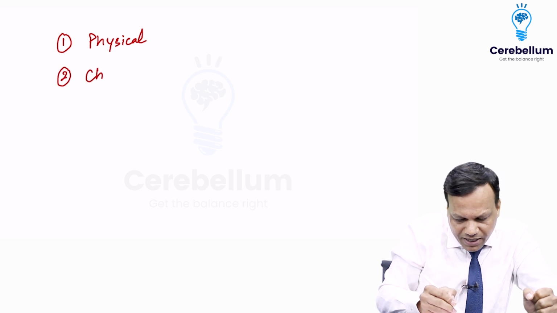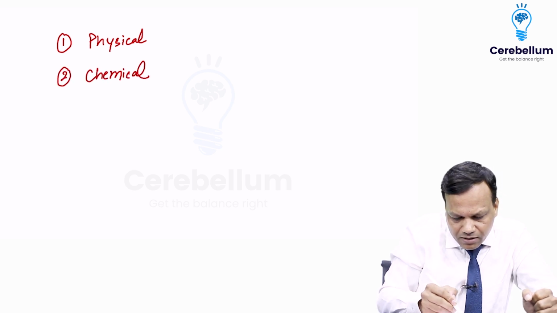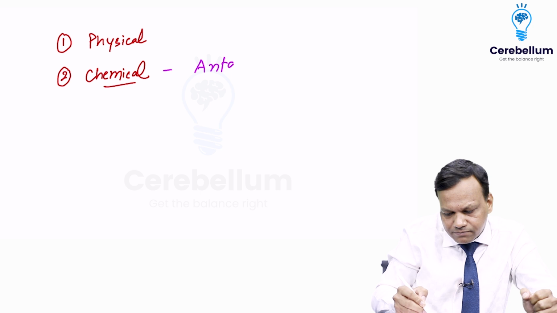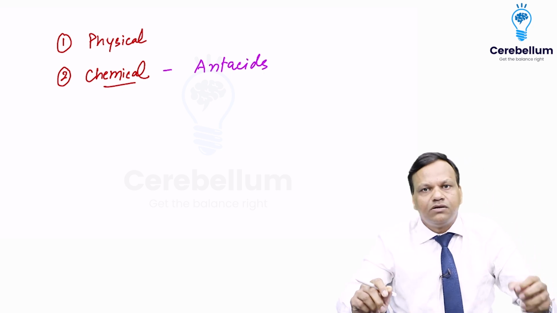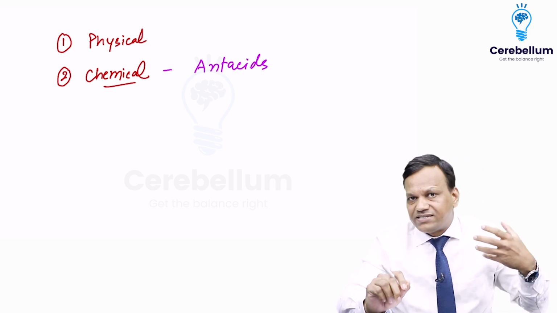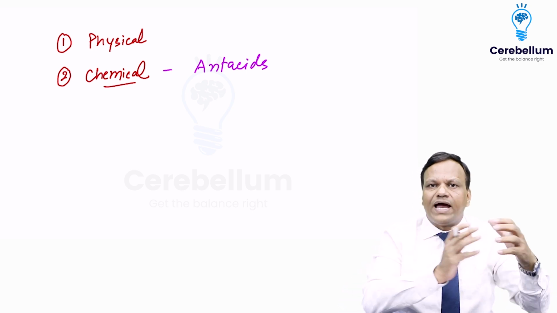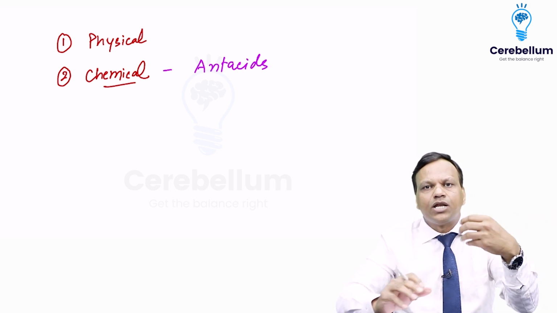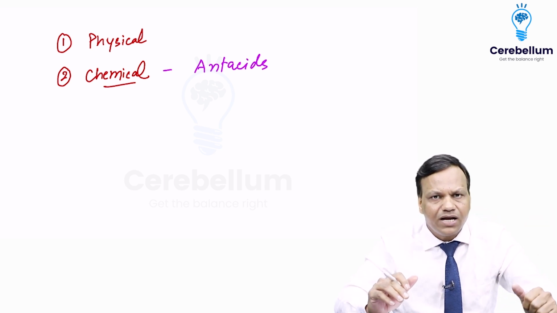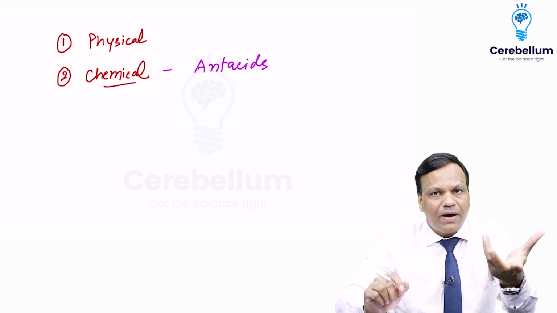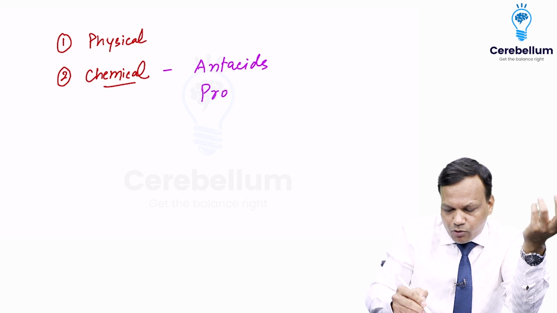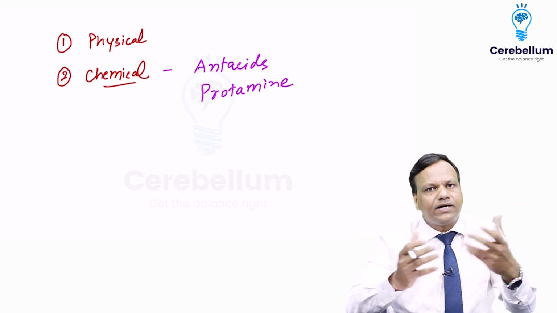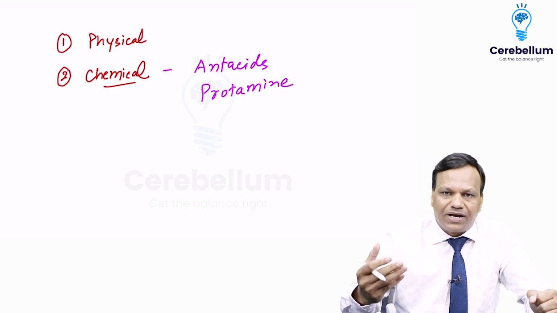Then there may be a chemical mechanism. The most simple example of chemical mechanism is antacids. You are developing acidity because acid is more in the stomach, so you give antacids. Antacids are basic substances. They will react with the acid and neutralize it. Simple chemical mechanism. Or we can say heparin and protamine. Protamine is the antidote of heparin, so it will bind chemically to heparin and stop its action. So these are chemical actions.